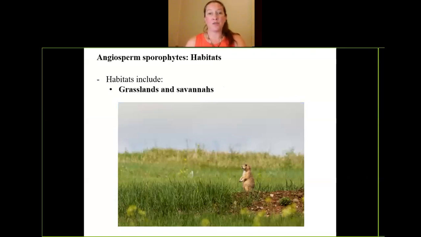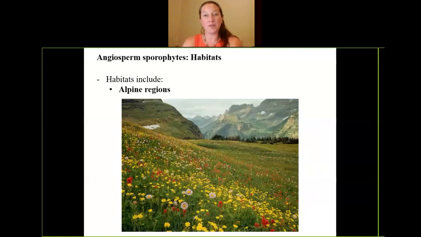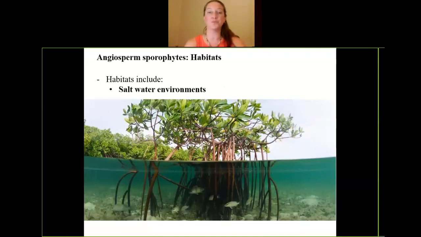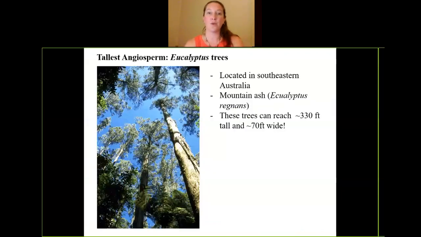Another place that angiosperms can grow is in your grasslands and savannas. Look at this little guy here, so cute. Alpine regions, so that just means mountainous regions. Freshwater environments, right? Because they can be aquatic plants. Saltwater environments too. Okay, so they can have almost every type of habit. They can have every type of habit, and they can have every type of habitat. So they can have it all, right? Angiosperms are all over.